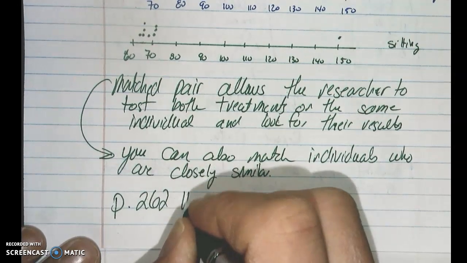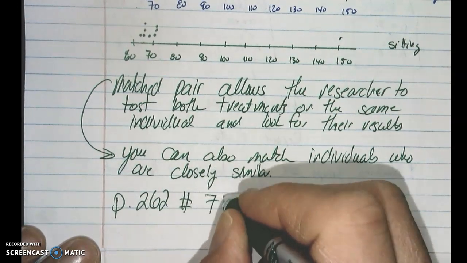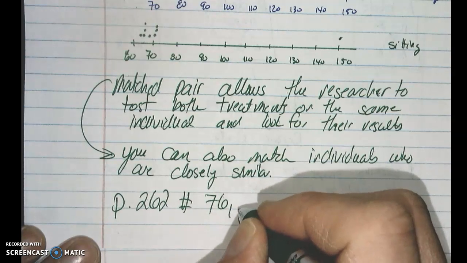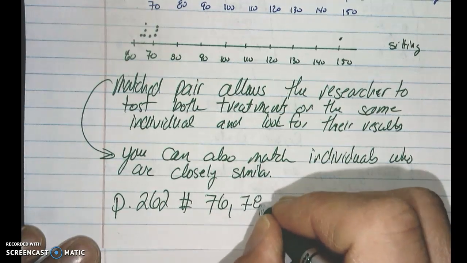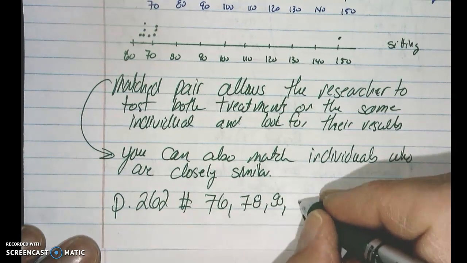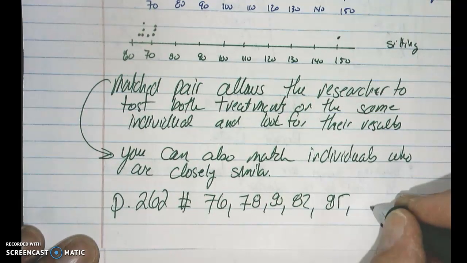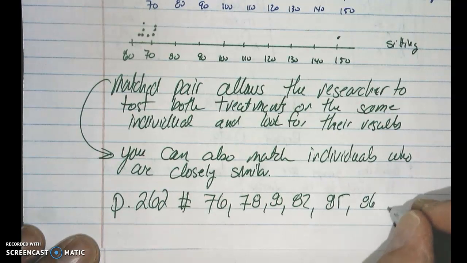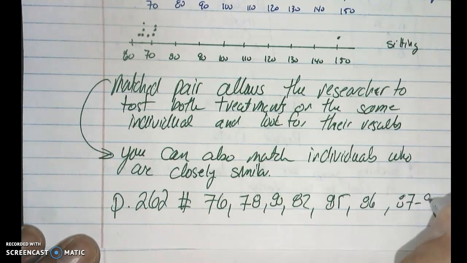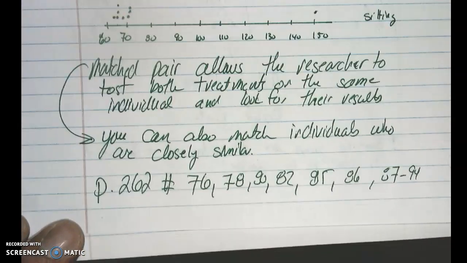Okay. So page 262, this is the last one for section 2. 86, and then 87 through 94, and that's your multiple guess.